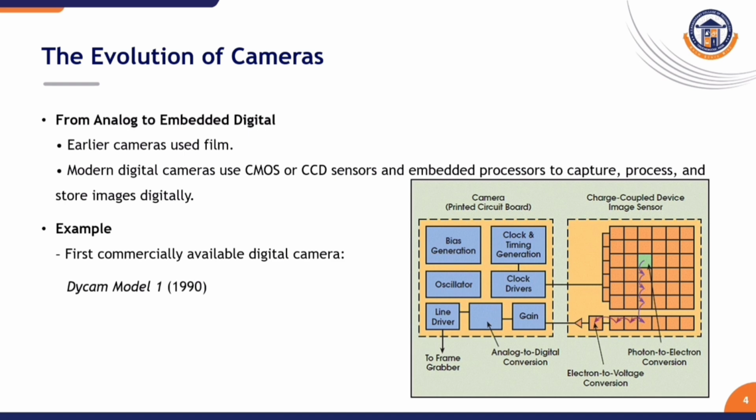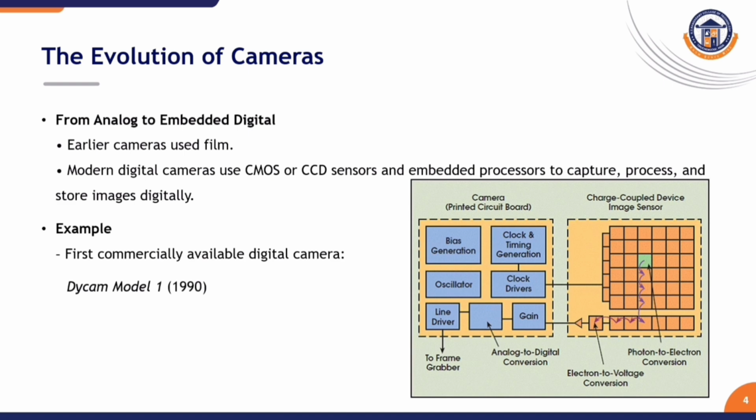Let us understand how cameras evolved. Earlier analog cameras used photographic film, no electronics, and manual processing was required. Everything we needed to take as a film and we had to develop it. It took a huge amount of time to see what we captured, whether the captured images came out correct or not.